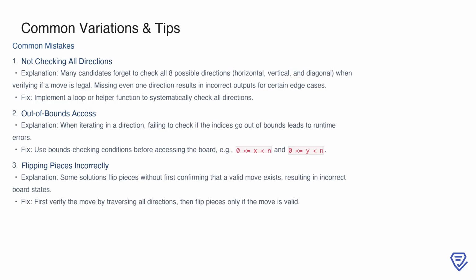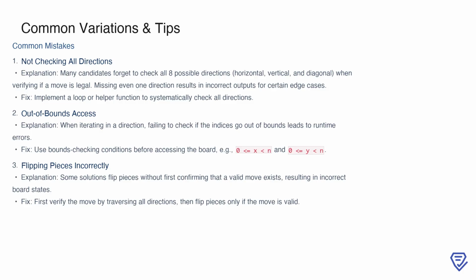When tackling this problem, there are several common mistakes to watch out for. One major issue is failing to check all possible directions. Since the move's legality depends on horizontal, vertical, and diagonal checks, missing even one direction can lead to incorrect results for edge cases.